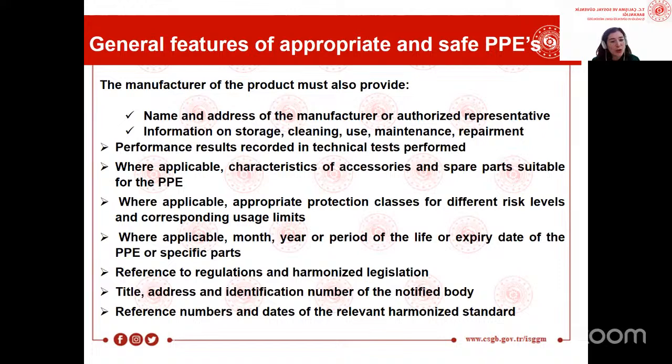The manufacturer of the product must also provide the name and address of the manufacturer or authorized representative, information on storage, cleaning, use, maintenance, performance results recorded in technical tests performed, characteristics of accessories, appropriate protection classes for different risk levels, month, year, or period of the life or expiry date, regulations and harmonized legislation, and title, address, and identification number of the notified body, and so on.